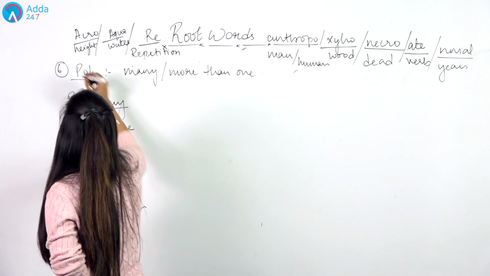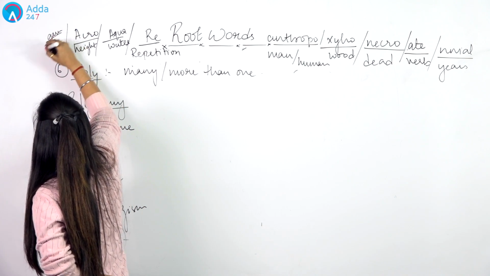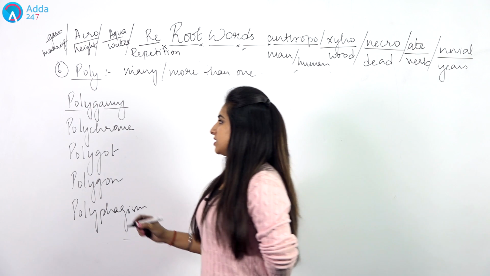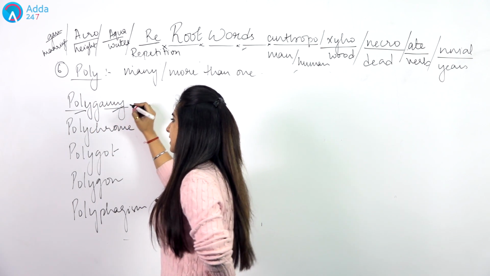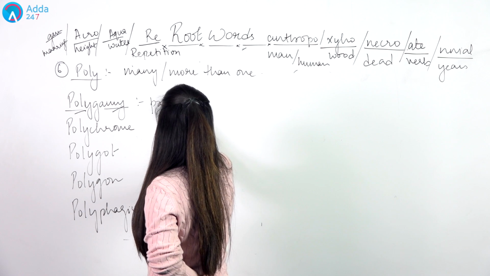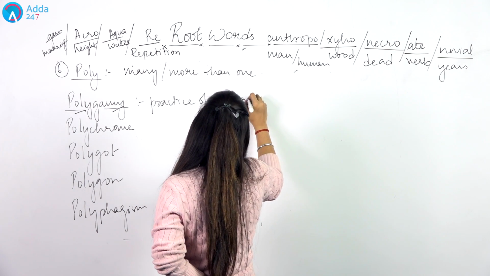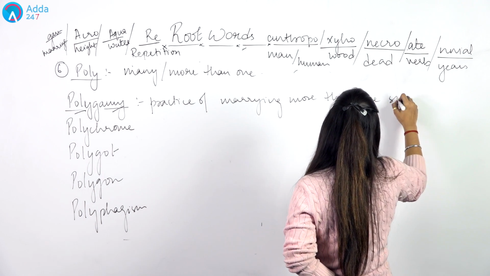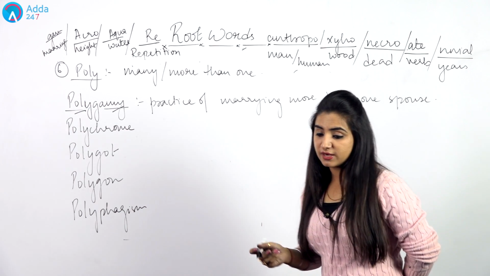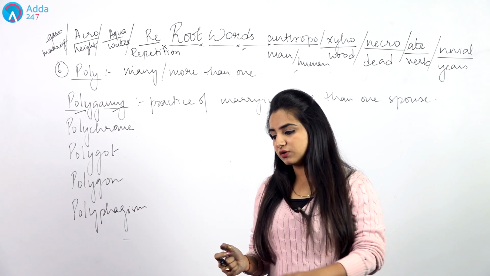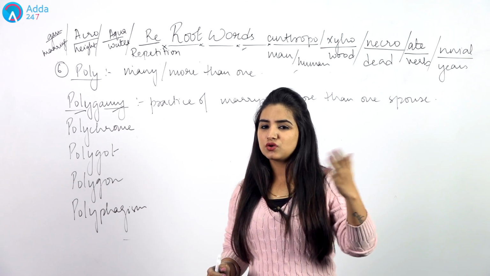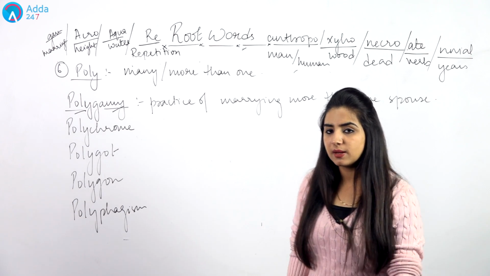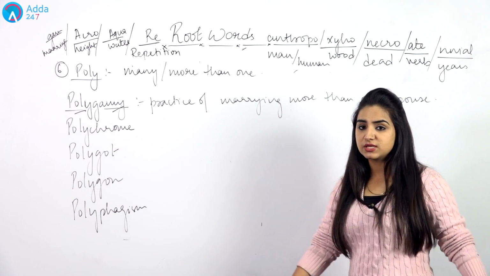So when I say polygamy, gam is a word that defines marriage, right? So poly means more than one, gam means marriage. So polygamy is what? Practice of marrying more than one spouse. When somebody gets married to more than one, for example, if we talk about the traditional people that we have as kings or queens, they have a lot of queens. The single king had a lot of queens, and that is what we mean by polygamy, practice of having more than one spouse at a time.